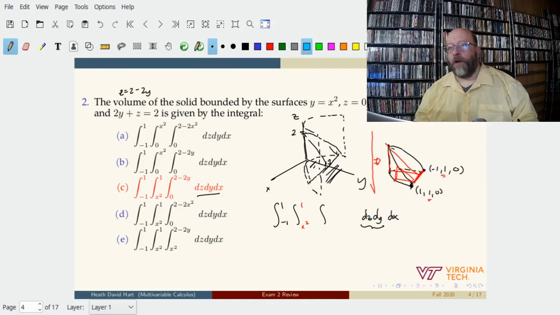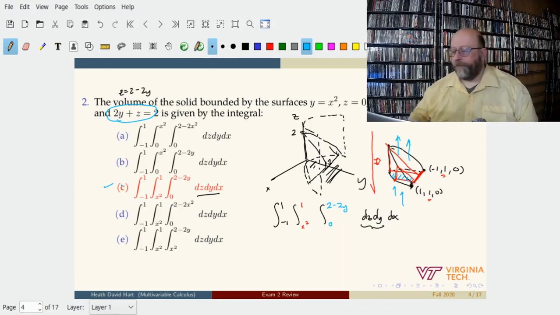And then the last coordinate is the z-coordinate. So now we're just going to shoot an arrow through the shape. The arrow will enter along the bottom at z equals 0 and leave across the top, which is this flat surface, 2 minus 2y. And that gives us choice C.